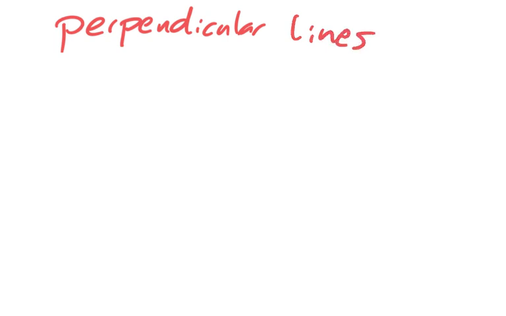Perpendicular lines. So parallel lines are lines that never intersect, right? They run like railroad tracks. What are perpendicular lines? They're lines that intersect in such a way that they form 90-degree angles at their intersection. These are perpendicular lines.